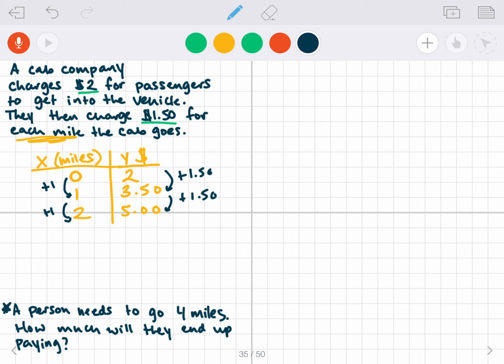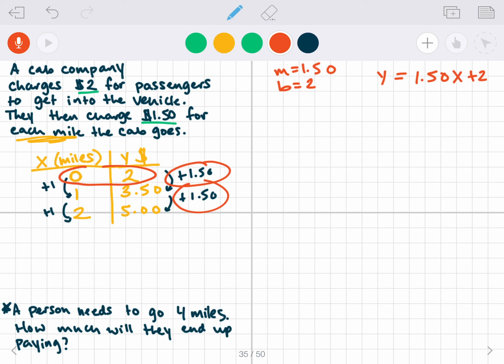And we can see here that our slope is $1.50, so m is 1.50, and b is going to be the y-intercept. So when x is 0, so that's 2. So our equation is y equals 1.50x plus 2.